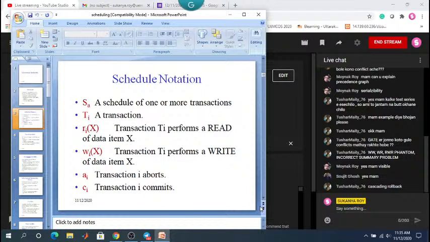Ti are the set of all the transactions. Okay, and Ri is the read operation, Wi are the write operations. Ai means transaction i aborts, and Ci means it commits. C for commit, A for abort. These notations you need to keep in mind.